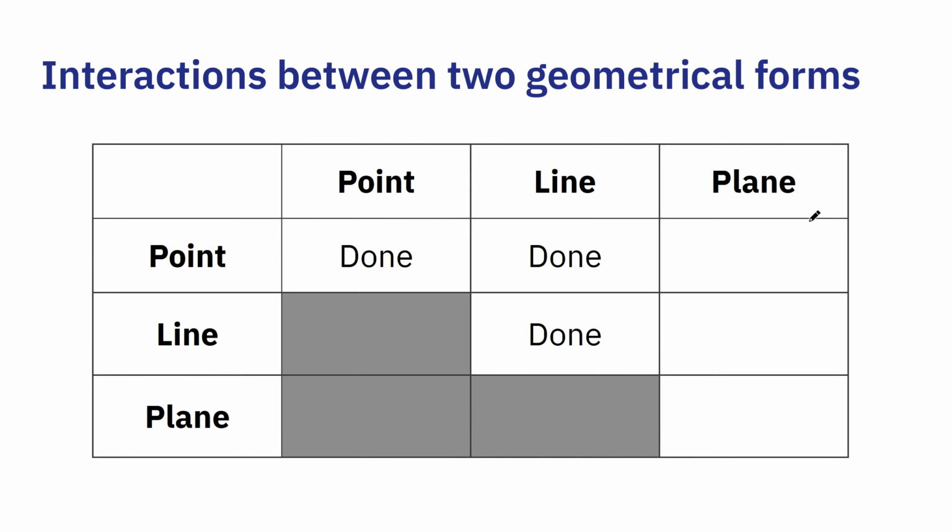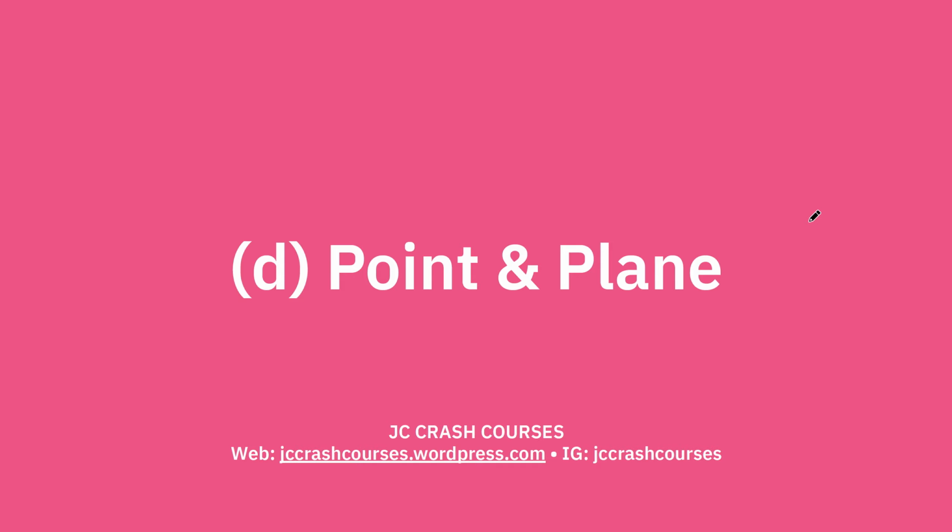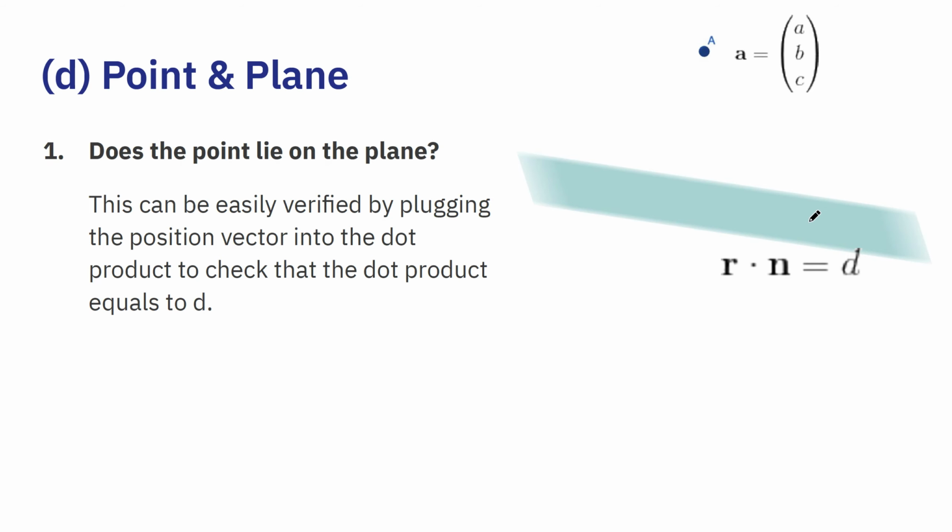Okay, so now we've completed all possible interactions between a line and another line. Next we'll be moving on to the most challenging kinds of interactions, when planes come in. We first start off with points and planes. And from this part onwards, we'll be using numerical examples to illustrate each of these interactions and make it clearer to you.